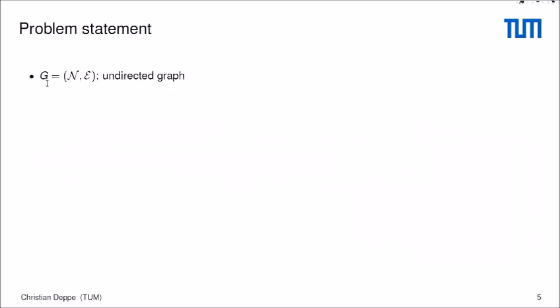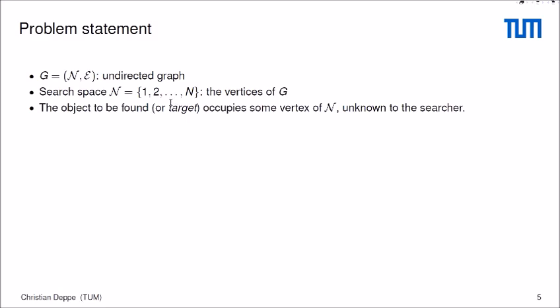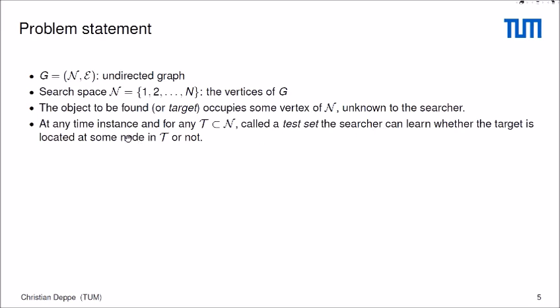We have a graph G with n vertices and e edges. It's an undirected graph. So the search space are the vertices from 1 to n. And the object to be found occupies one vertex of n. And these vertices, of course, are known to the searcher. And at any time, and for any test called a test set, the searcher can learn whether the target is located at some node T or not.